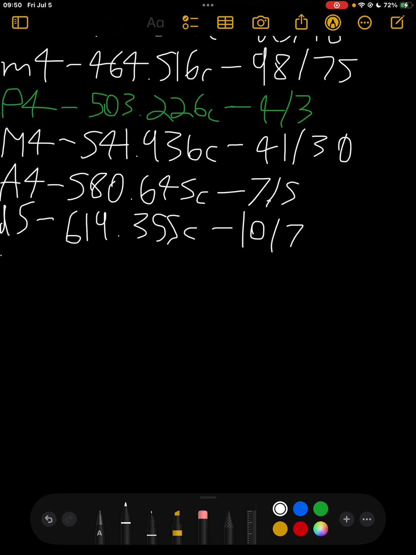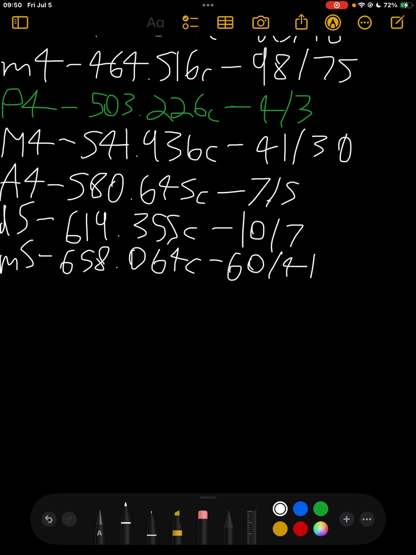Then you have the minor fifth, which is going to be 658.064 cents. It has 60 to 41 as its ratio. Then, of course, the perfect fifth at 696.774 cents. And we're just going to call that 3 to 2.